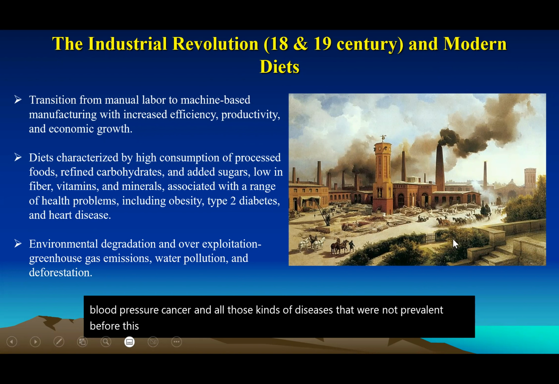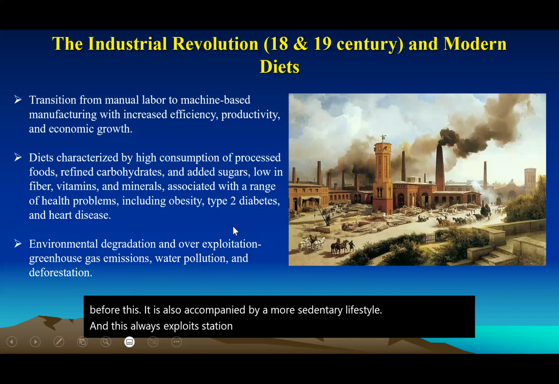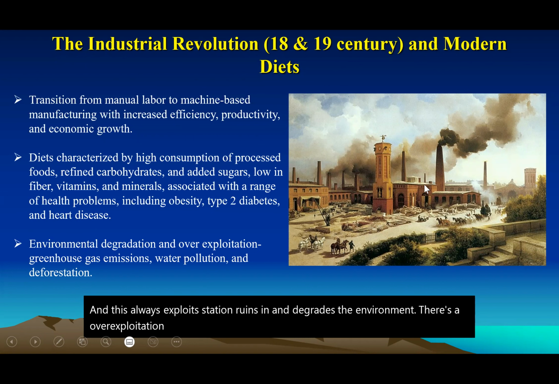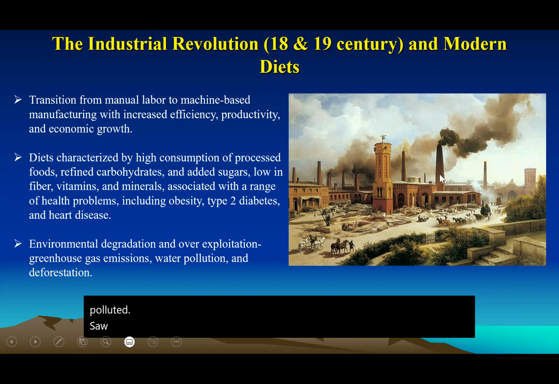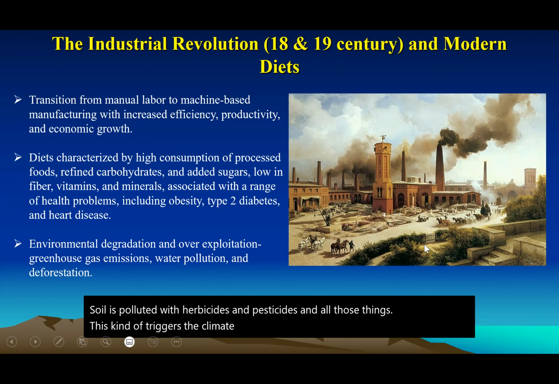It is also accompanied by a more sedentary lifestyle. And this overexploitation ruins and degrades the environment. There's an overexploitation of all natural resources. Our forest is gone, our water is polluted, air polluted, soil is polluted with herbicides and pesticides and all those things. This kind of triggers the climate change that we are going to be studying in the future lectures.